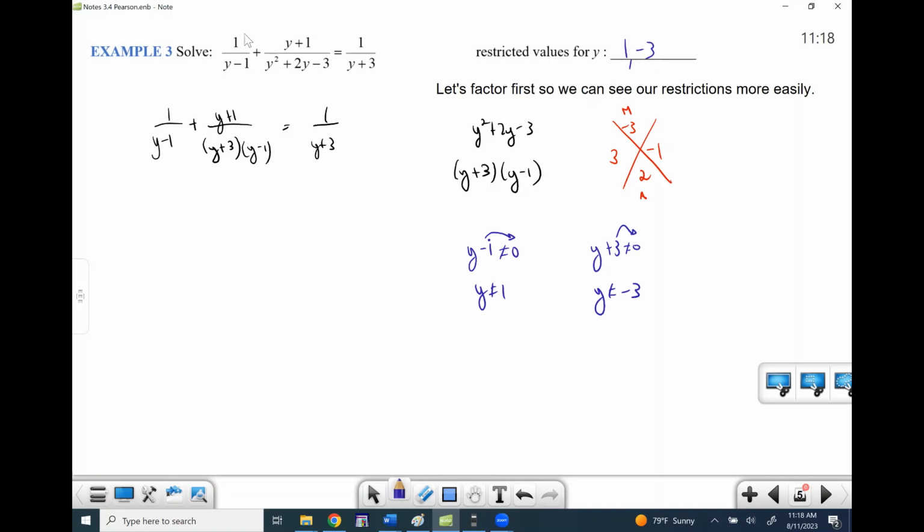It looks like y cannot be 1 and y cannot be -3. And again, you could probably just see it. If we were to substitute a 1 in there, 1 minus 1 would be 0. If we were to substitute a -3 in there, we'd get a 0.